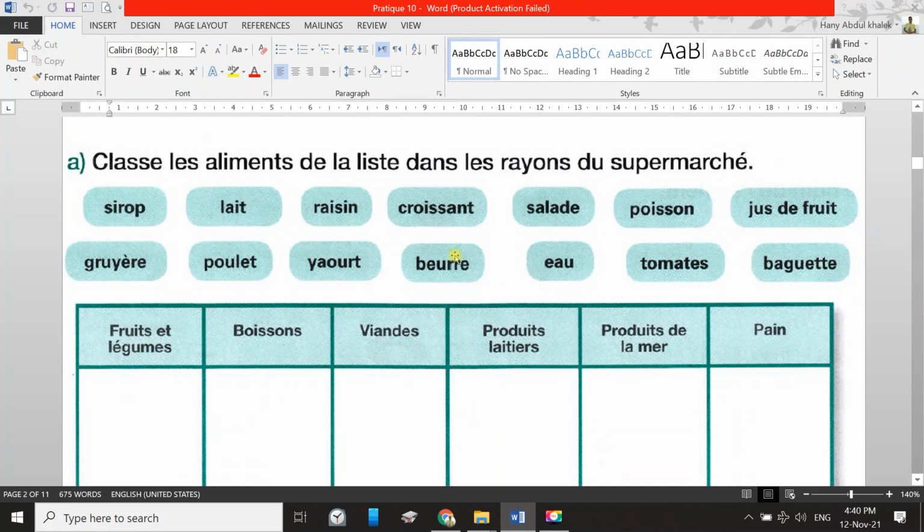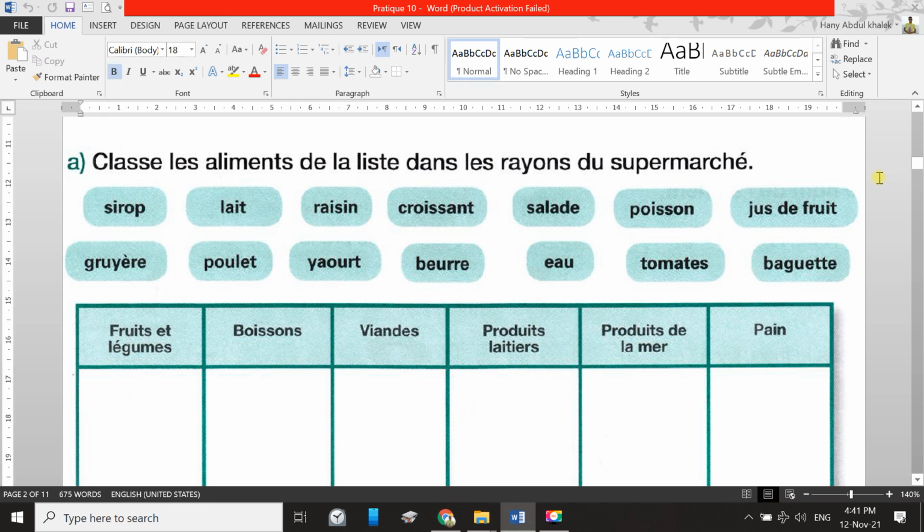Okay, let's continue. Classe les aliments, the food. Classe les aliments de la liste dans les rayons du supermarché. Here we have the word rayon. Rayon in general is like a stand where we can put anything on it. But here, les rayons du supermarché, it's like the sections or the departments in the supermarket or in the hypermarket.